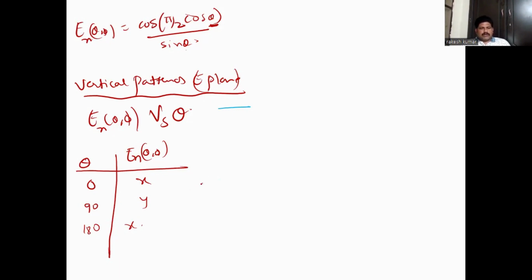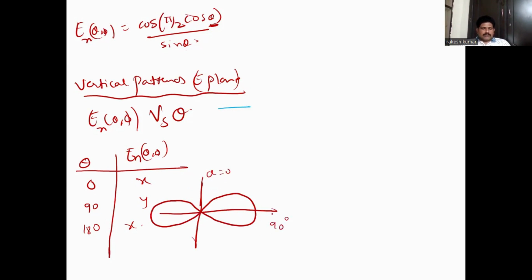If you draw the plot, you get the vertical pattern for L equal to lambda by 2. The pattern is this. This is 0 degrees, this is equal to 90 degrees. So this is what L is equal to lambda by 2.